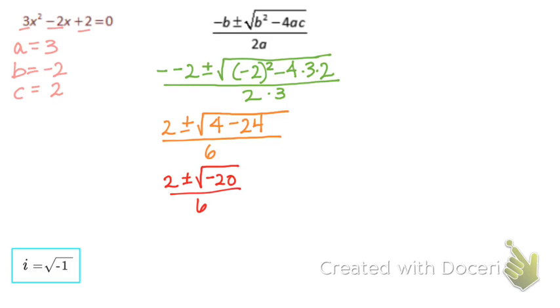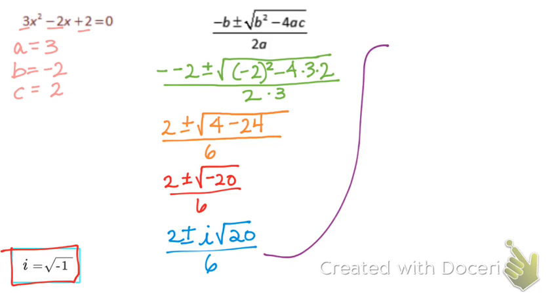Now at this point, I'm going to remind myself that the -1 under the square root is the same as i. So I'm just going to bring that out now. So I'm going to write 2 plus or minus i times the square root of 20. Now I can look at it one more time and think, okay, can I take anything else out from under that square root? Can I simplify this anymore?